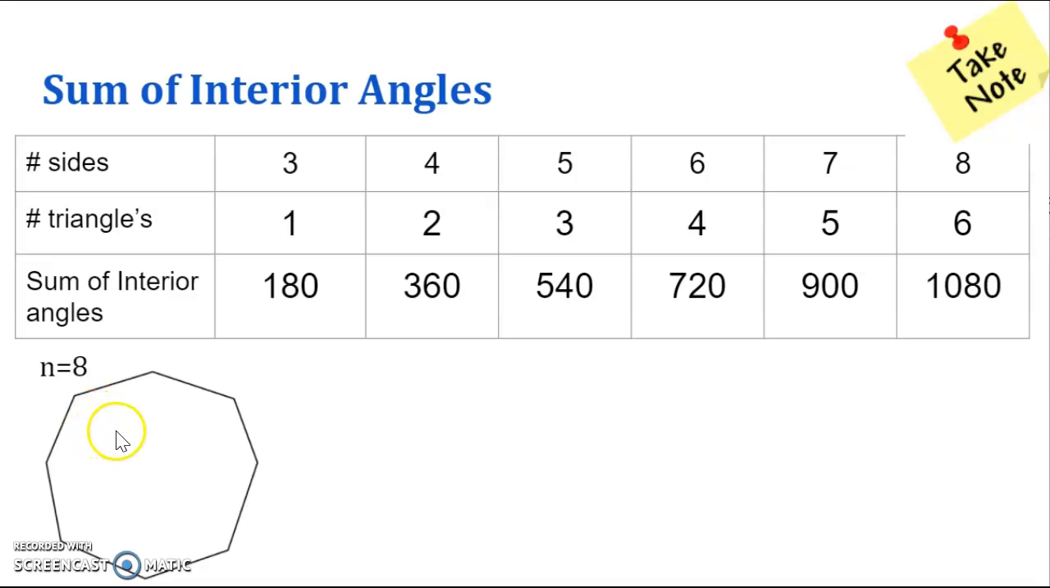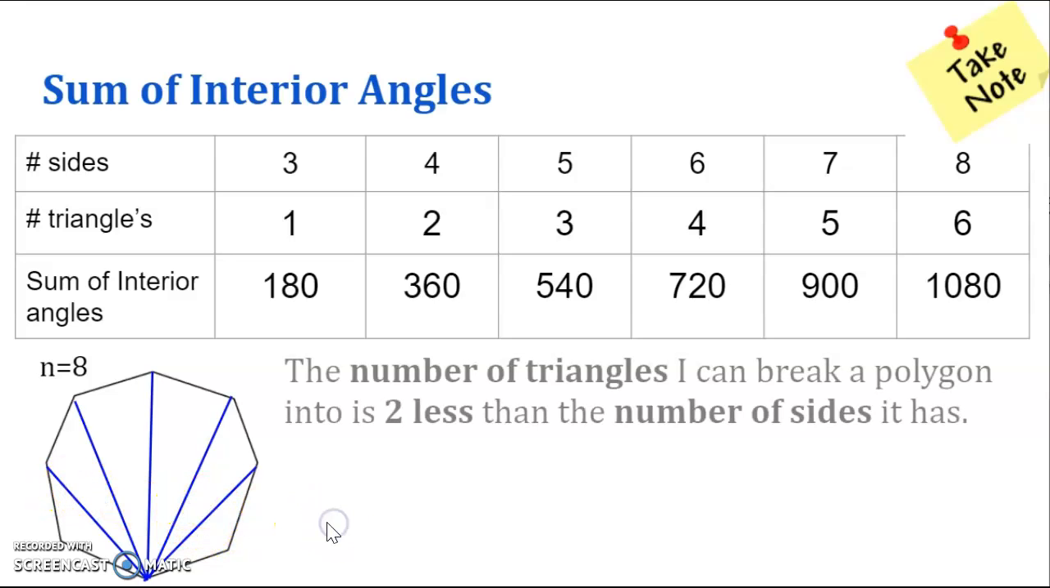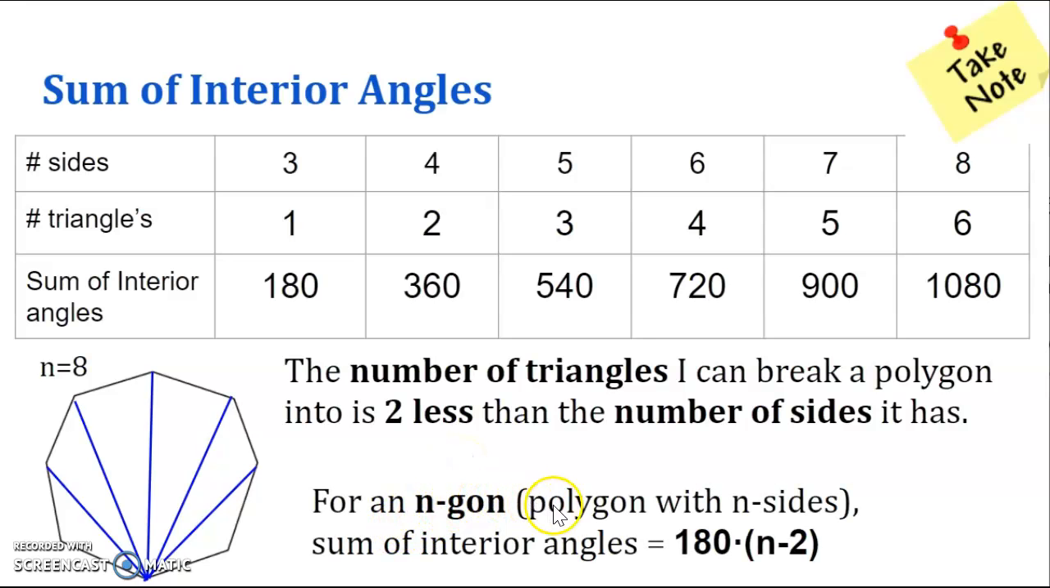Okay, so for an octagon, if you have 8 sides, we're going to be able to form 1, 2, 3, 4, 5, 6 triangles by drawing 5 diagonals. So the number of triangles I can break a polygon into is 2 less than the number of sides it has. So for an n-gon, the polygon with n sides, the sum of interior angles is going to be 180 multiplied by n minus 2.